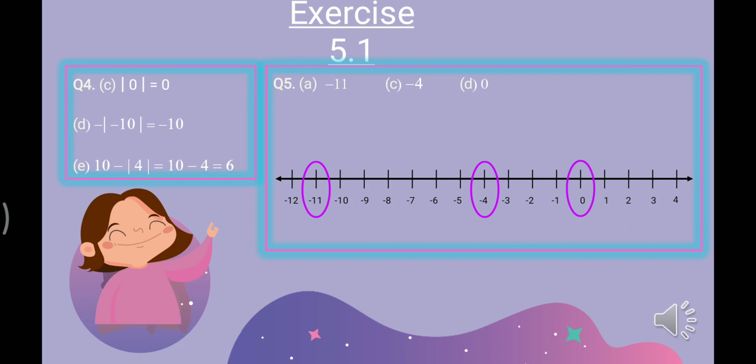In D part, we have 10 minus mod of 4. We know that mod of 4 is 4, since 4 is already positive and its modulus will be positive back. So we have written 10 minus 4. Now 10 minus 4 is 6. That is our answer.